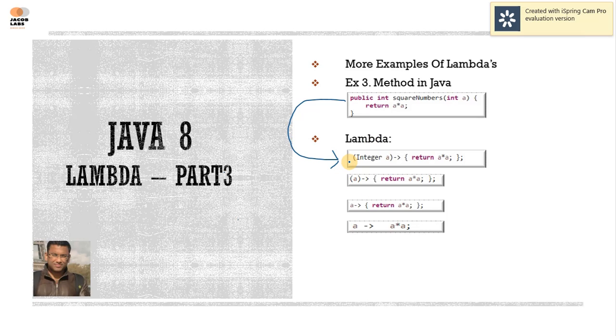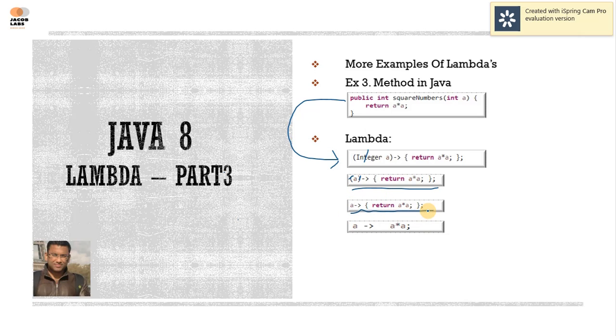Let's apply the rules that we have studied in the previous video to make the Lambda less verbose. Rule number 1, we can remove the data type. So yes, after removing the data type, the Lambda looks something like this. Next, we said if the argument to the Lambda is a single argument, we can also remove the parenthesis. After removing the parenthesis, the refined Lambda is like this.